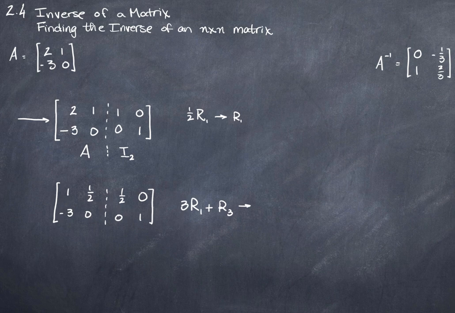When I add that to row 3, sorry, not row 3. I don't have a row 3. Let's make that row 2. I'm going to make that my new row 2, but I'm going to get this new row 2 by taking 3 times this value and adding it to this value. So that's not going to change row 1.